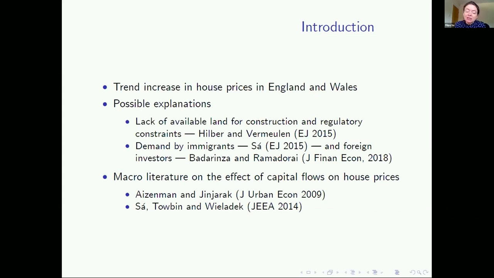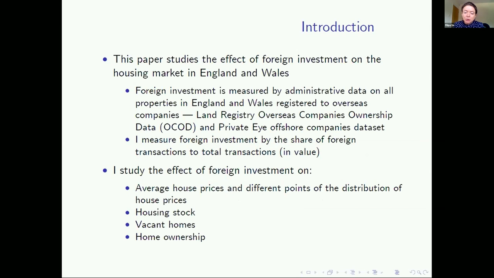And I've done some research on this, looking at the effect of immigration on house prices. In this paper, I'm not looking at immigration, I'm looking at foreign investment. And there is a paper by Badariza and Ramodarai that is quite related to my paper, but looking only at London. There's also a macro literature on the effect of capital flows on house prices. So that's where the paper sits within the literature.